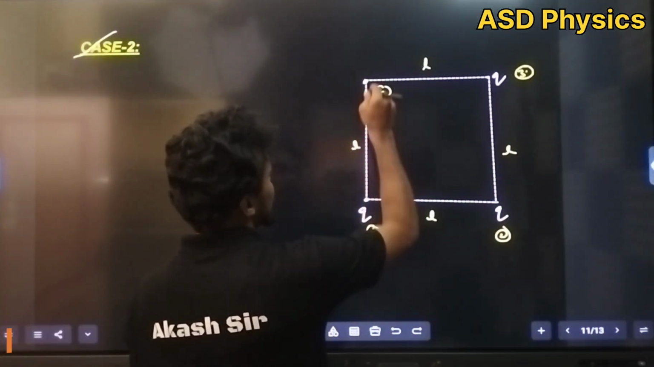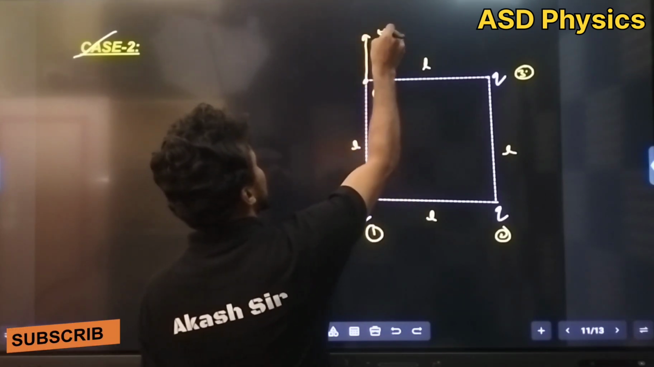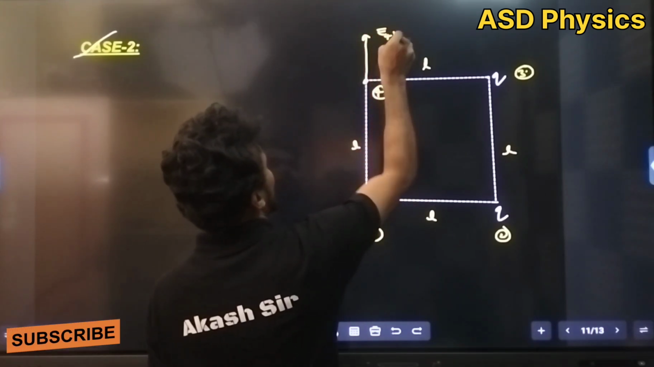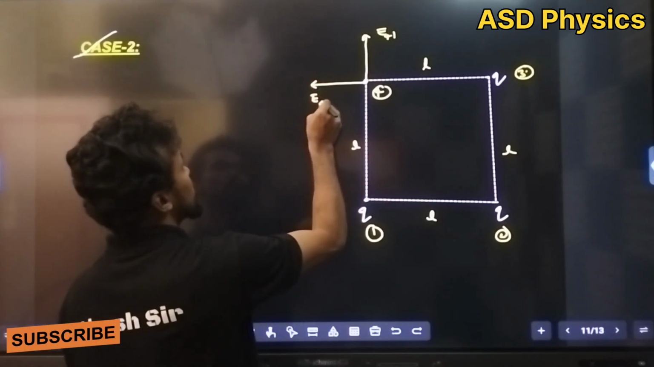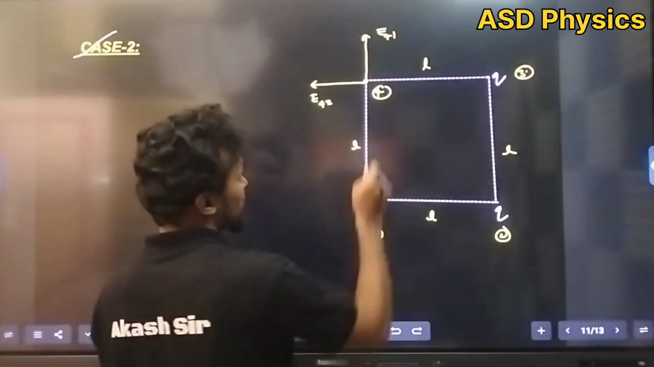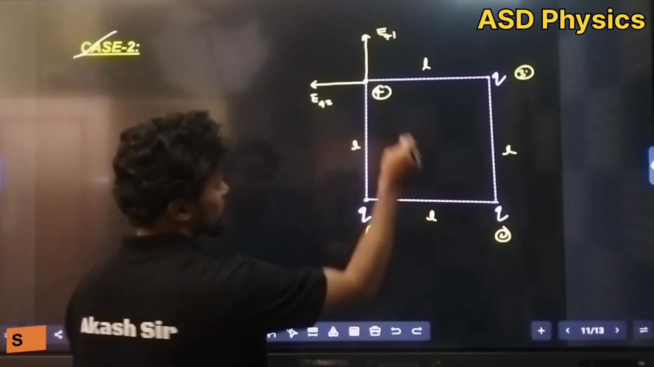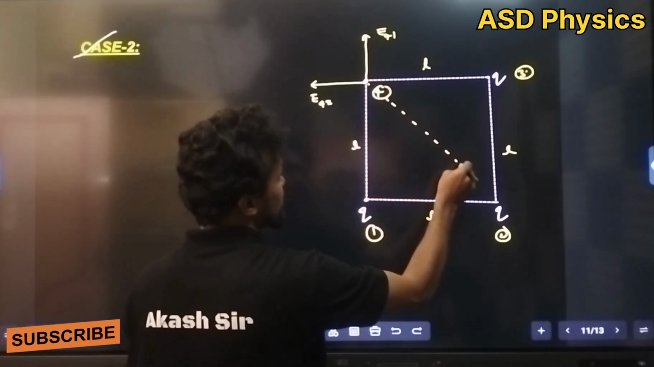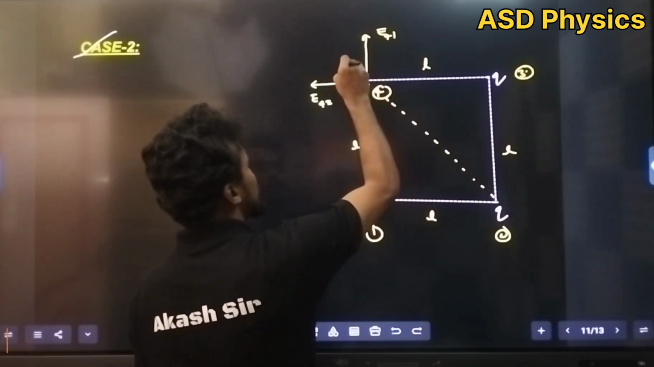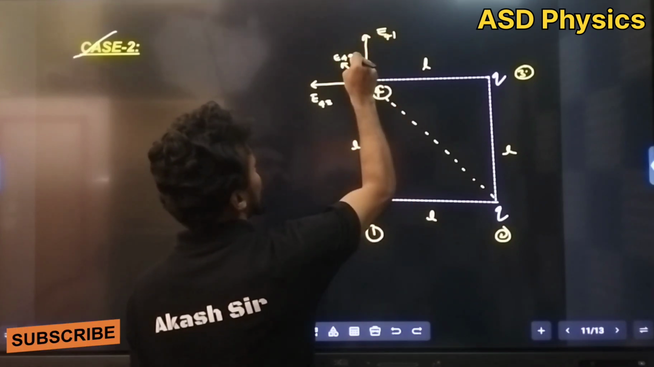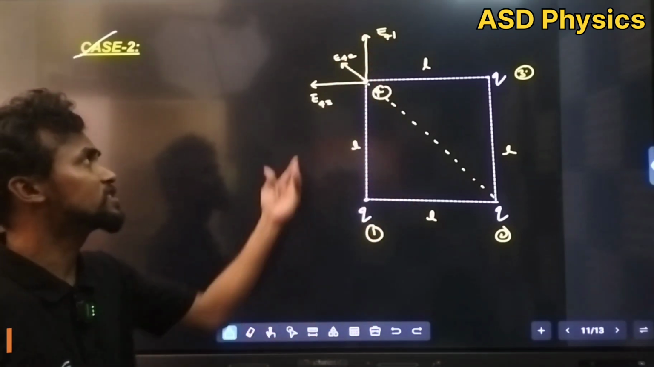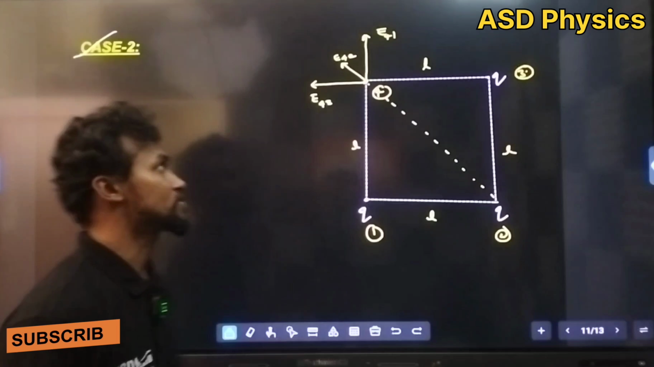See here please. This electric field is E41. Due to charge 3, the electric field in this direction, we write E43. And due to the second one, let's draw a dotted line here, and this will be in this direction. We write E42. Now we have to calculate the resultant of these 3 electric fields.